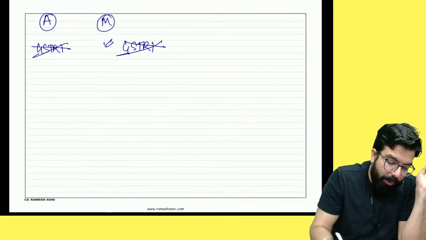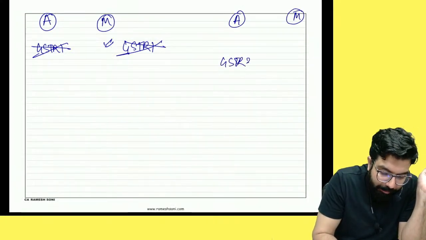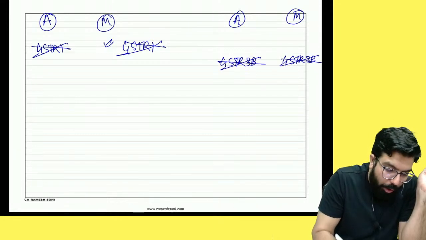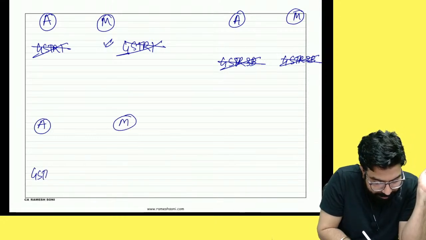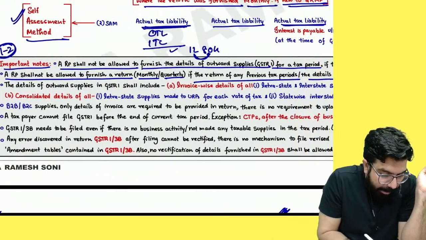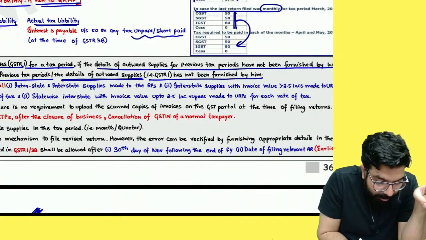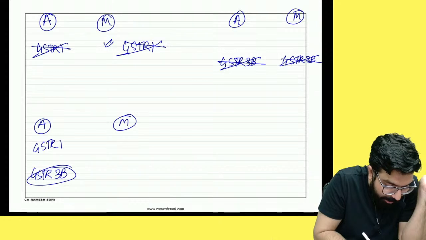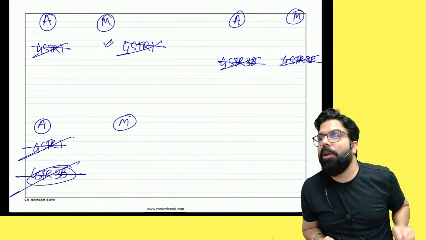Okay, tell me one thing. April, May, I have not filed GSTR 3B. Can I file next GSTR 3B? Done. Okay. April and May, I have not filed GSTR 3B. They are telling over here, a registered person will not be allowed to file a return if the details of outward supply have not been furnished by him. Means if you don't file your GSTR 1, you can't file your GSTR 3B also. Are we all clear with this?